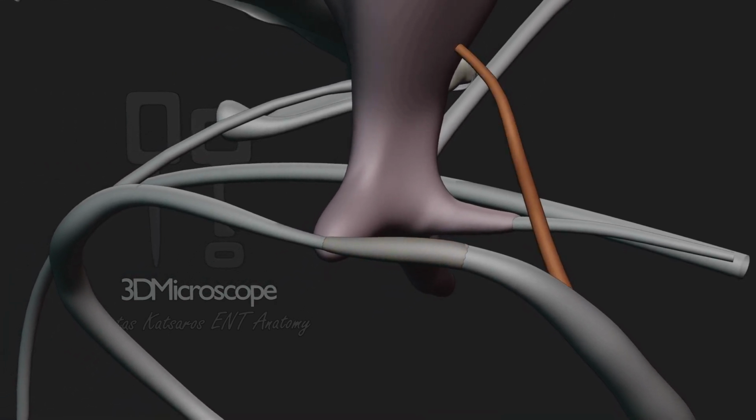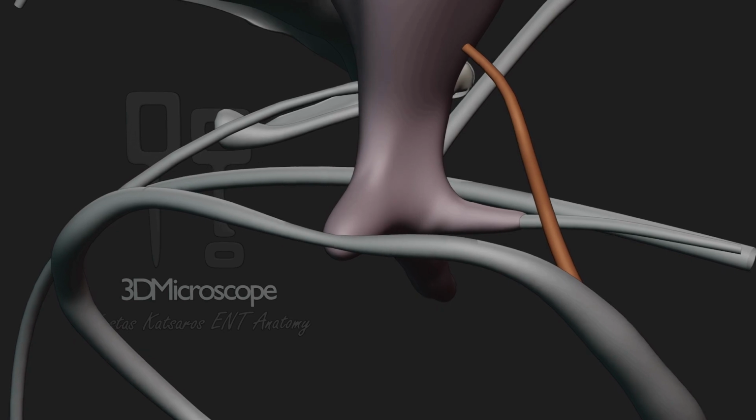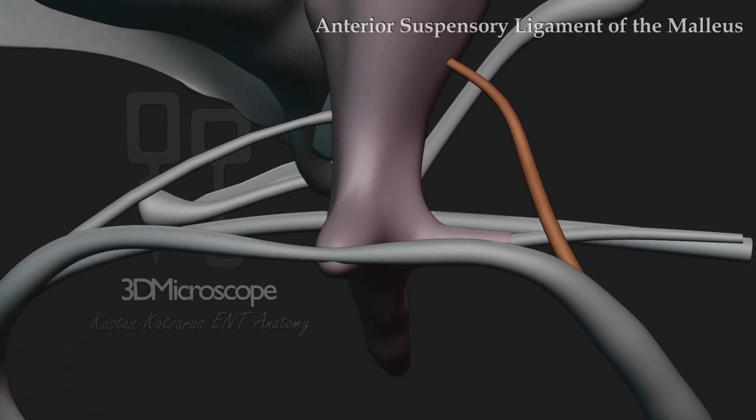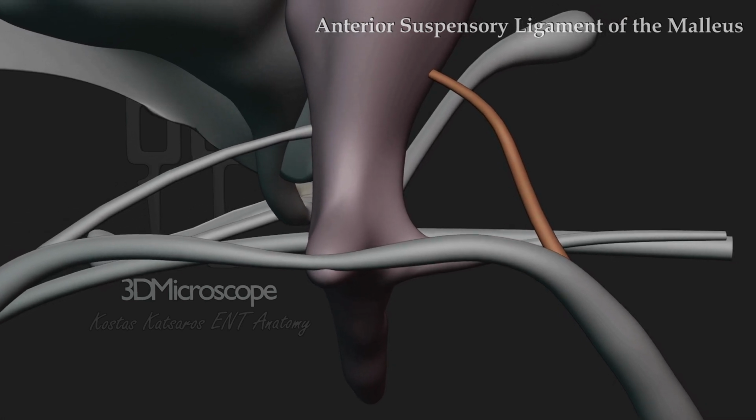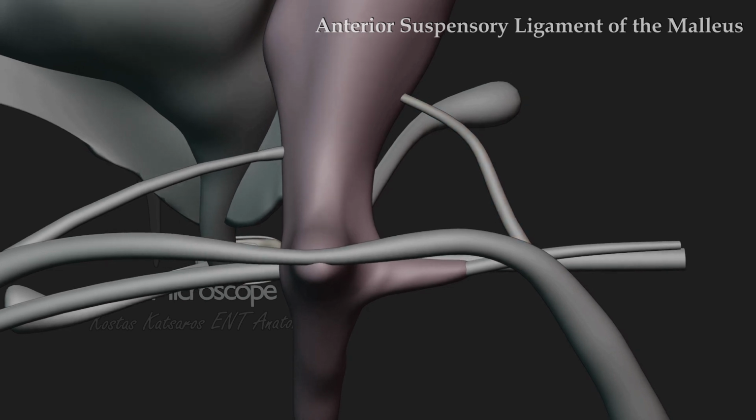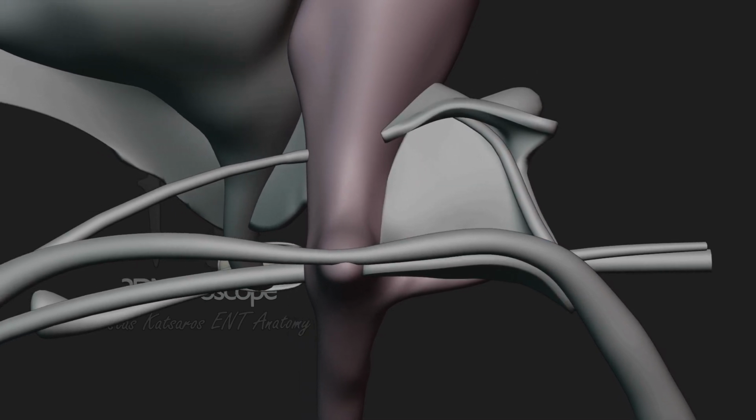The second division reflects medially and attaches to the level between the head and the neck of the malleus, forming the anterior suspensory ligament of the malleus. This is more of a fan-like spread, giving connective tissue support to the anterior mallear ligamental fold.